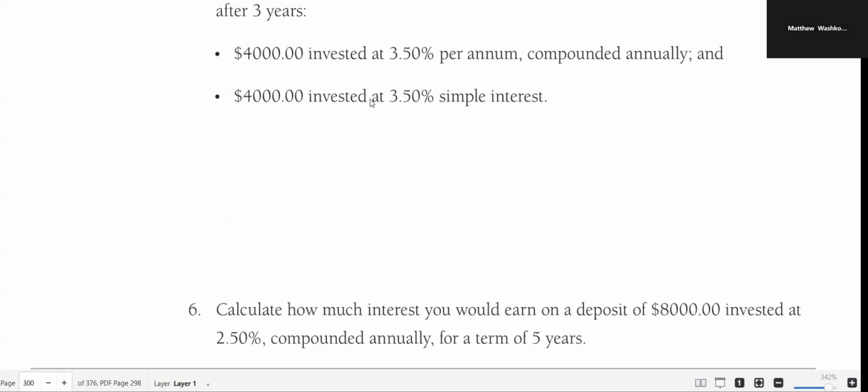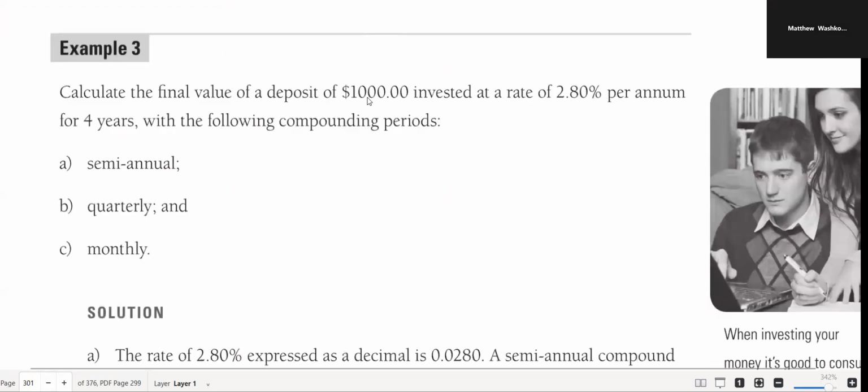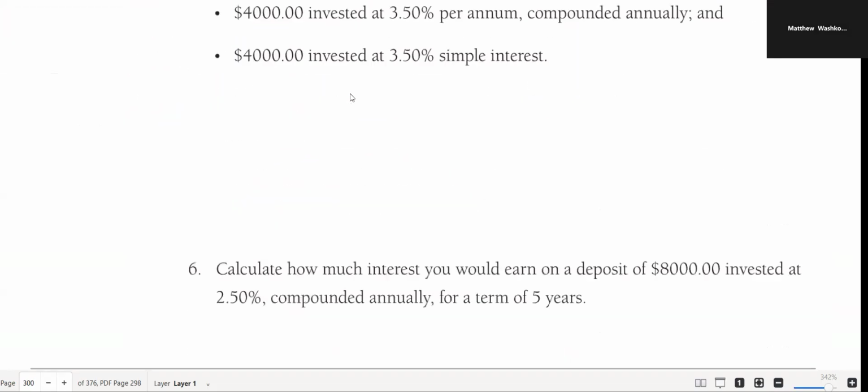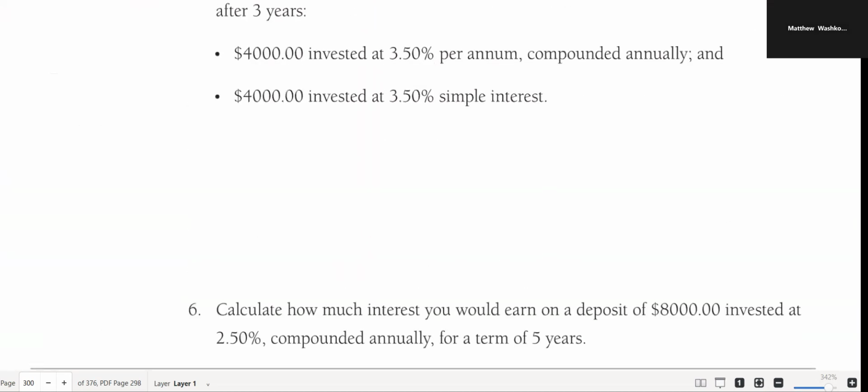Okay. So at this point, I trust you guys to be able to really do everything here for questions 5 and 6. So I trust you guys. You guys can do that. I'll put the answers up here in 3, 2, 1.